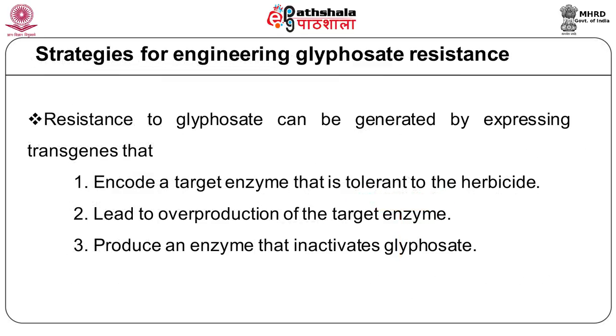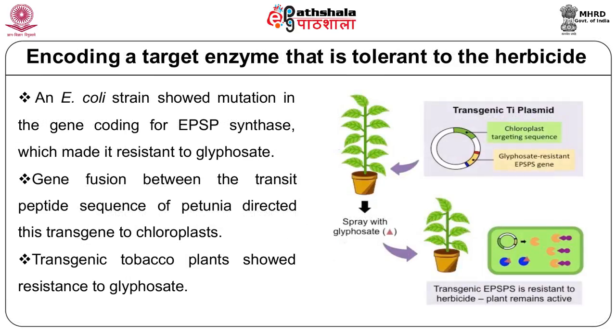Resistance to glyphosate can be generated by expressing transgenes in crop plants that serve any of the following purposes. Transgenes that encode a target enzyme that is tolerant to the herbicide, transgenes that lead to overproduction of the target enzymes, or transgenes that produce an enzyme that inactivates glyphosate. Glyphosate-tolerant cell cultures of Petunia hybrida were obtained after selection on the herbicide. These petunia cell lines were found to overproduce EPSP synthase as a result of a 20-fold gene amplification.